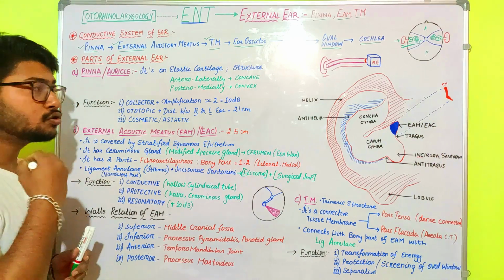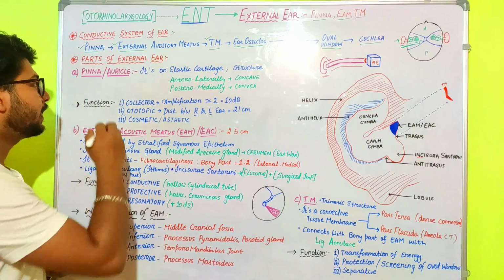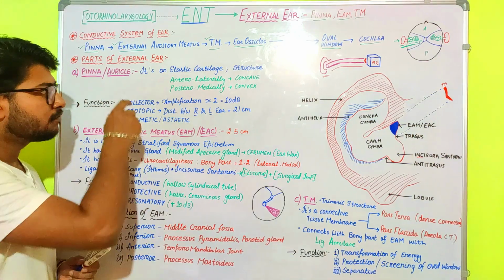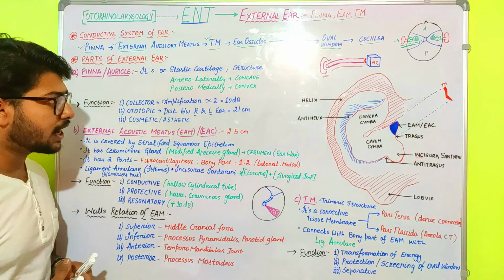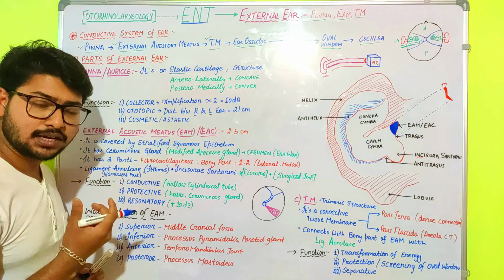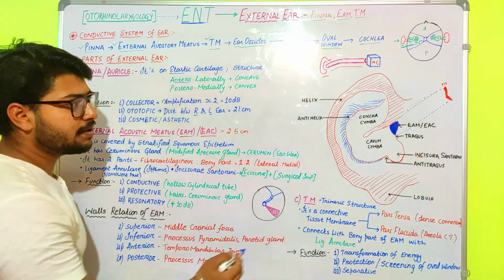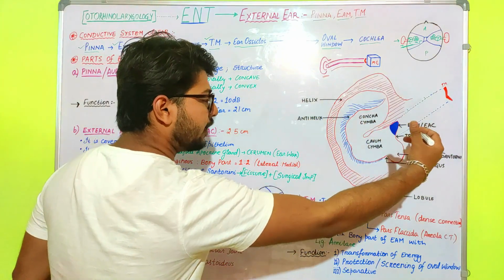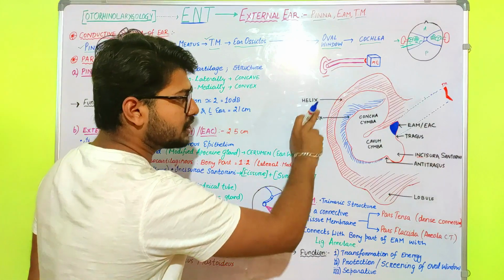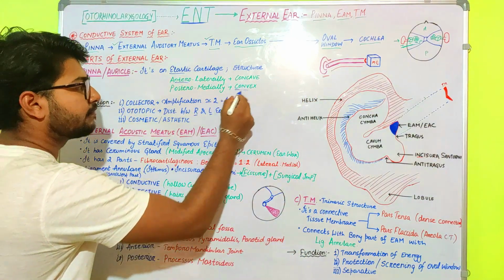So we are going to discuss the first part of the external ear, that is the pinna, otherwise known as the auricle. First of all, it is a yellow elastic cartilage. Structurally it is made up of elastic cartilage, and anterolaterally it is concave in shape. If we see the posterior part or posteromedial part, it is convex.